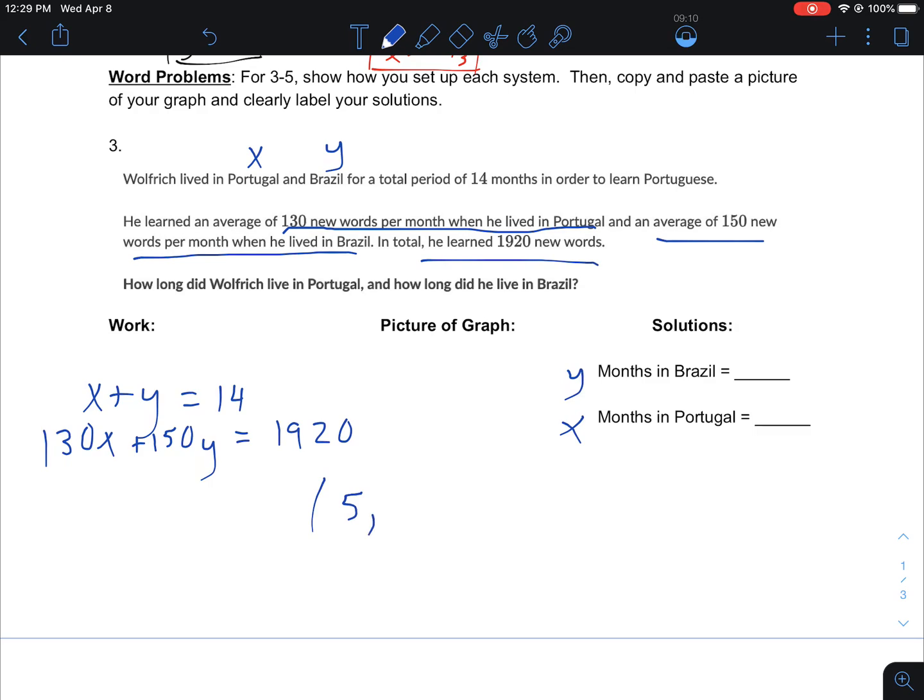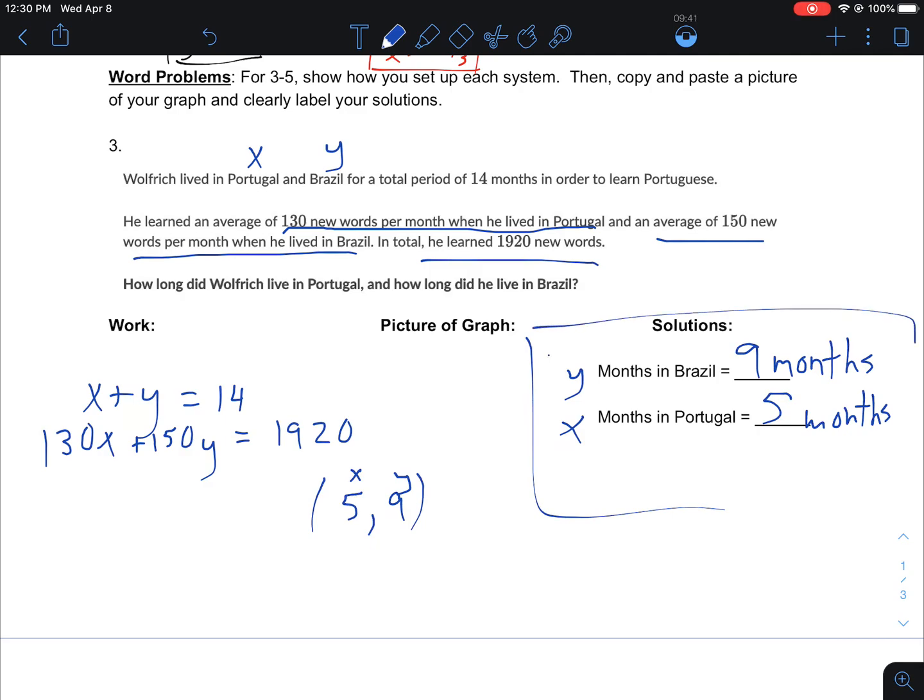Now make sure you know what that stands for. X was Portugal, and Y was Brazil. So they're written in a different order here. You wrote the answer for Y first, so just be careful. You could have set it up where this was Y and X, but we chose not to. So in this case, how many months did he live in Brazil? 9 months. And how many did he live in Portugal? 5 months. All right, so again, the hardest part's the setup. I'm pretty sure we can all type that in and graph.